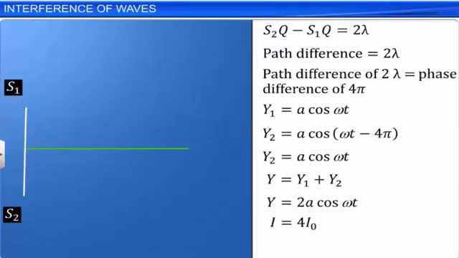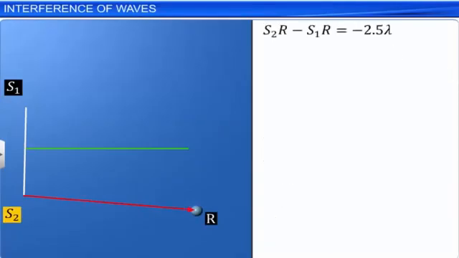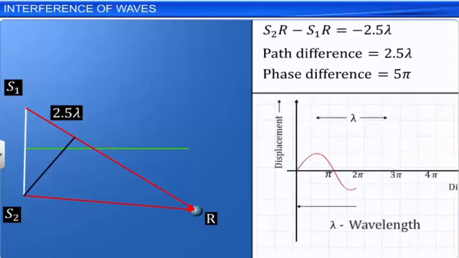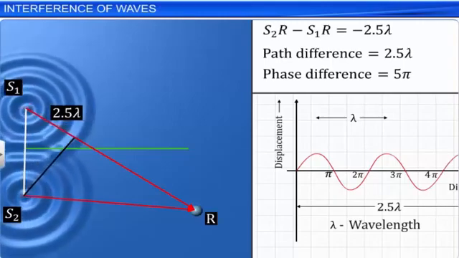Now, let us consider another point R such that S2R minus S1R is equal to minus 2.5 lambda. Since the path difference between the two waves reaching the point R is 2.5 lambda, the corresponding phase difference would be 5 pi. This means that the waves from S1 will arrive exactly 2.5 cycles later than the waves from S2.